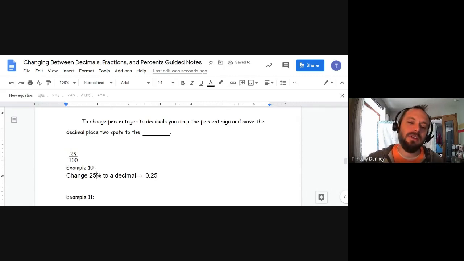Another way you could think about it is change it to a fraction, 25 over 100. And then change it to a decimal. So if you want to go percent, fraction, decimal, because it makes more sense to do it, the shortcut way is just, hey, take this decimal place, move it 2 spots to the left, and get rid of the percent sign.